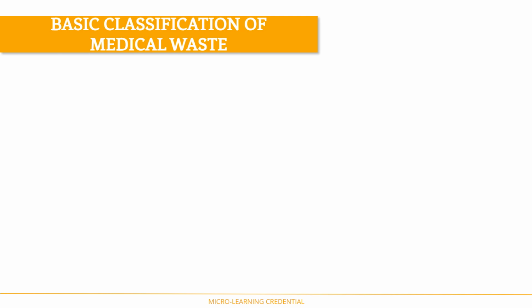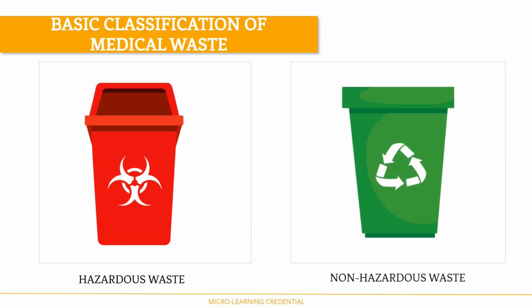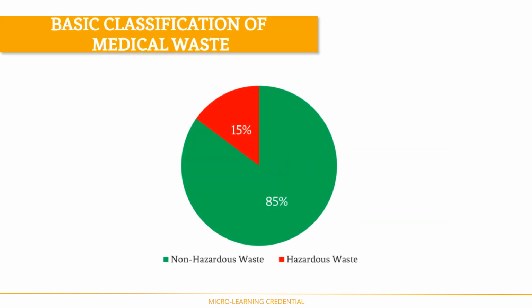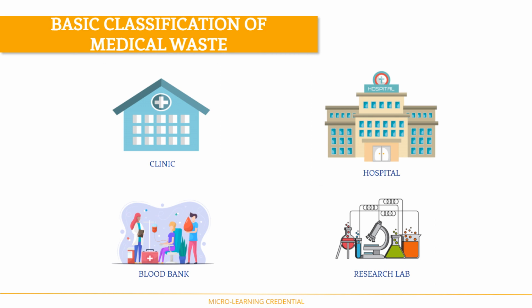Healthcare waste is divided into two basic categories: hazardous waste and non-hazardous waste. Non-hazardous wastes are the majority of the overall amount produced, accounting for 85% of the total. The remaining 15% is hazardous waste. The type of medical waste generated mostly depends on the site of waste generation, whether it's a clinic, lab, blood bank, research lab, hospital, etc. It also depends on the specific activities performed there.